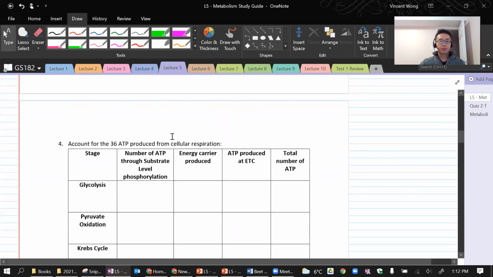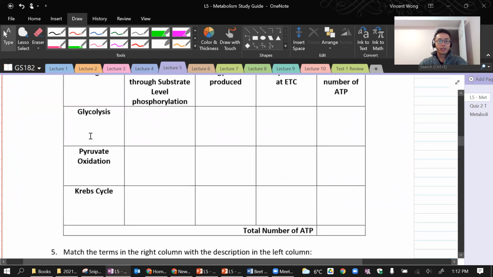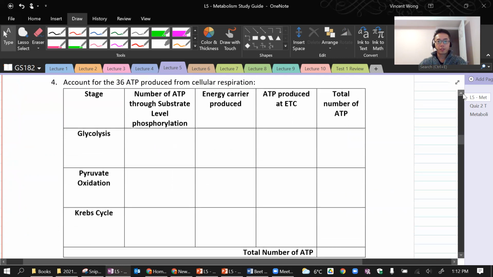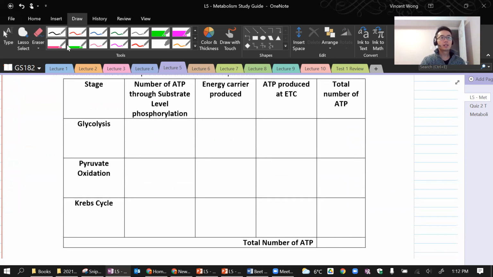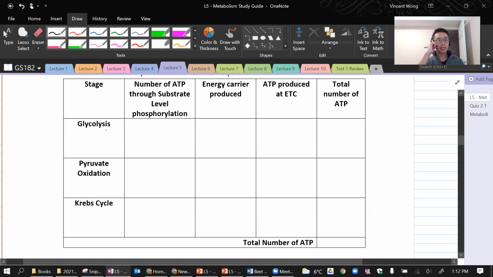Let's go on to this chart here. I think I filled this in the recordings, but I'm going to do it one more time just to help you get a grip on the math. So let's go through this again. Number of ATP produced through SLP, substrate level phosphorylation. In glycolysis, we have 2 ATP produced this way, right? And again, I'm talking about the net. Okay, 2 net ATP produced this way.